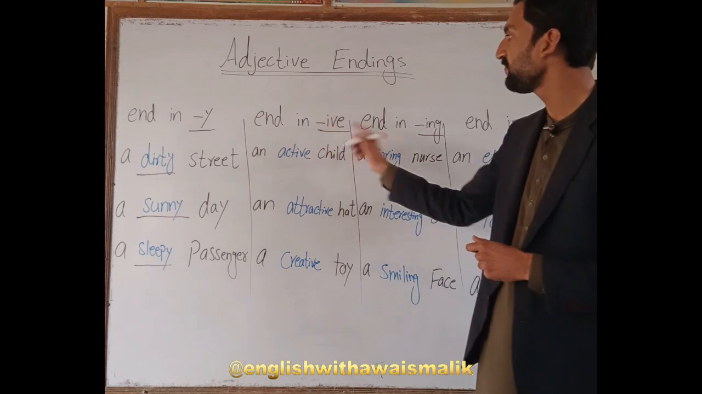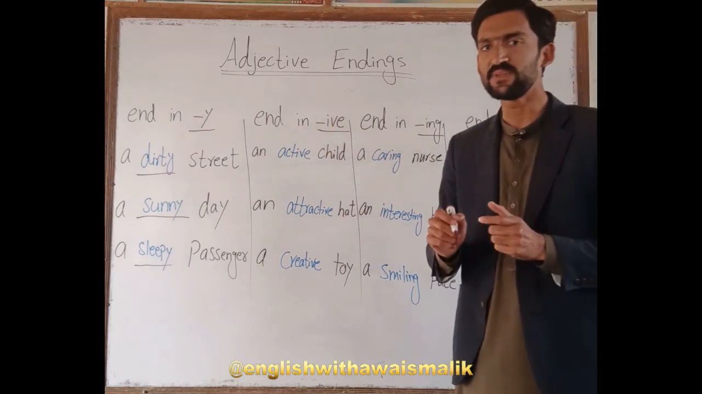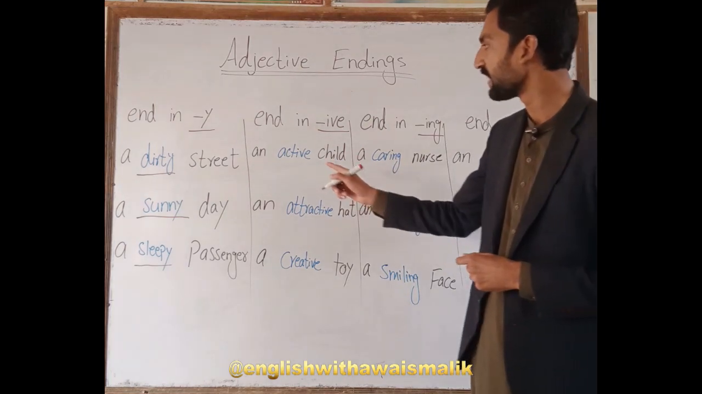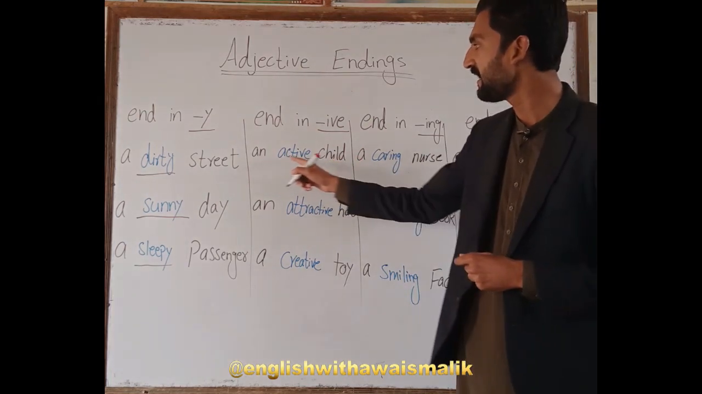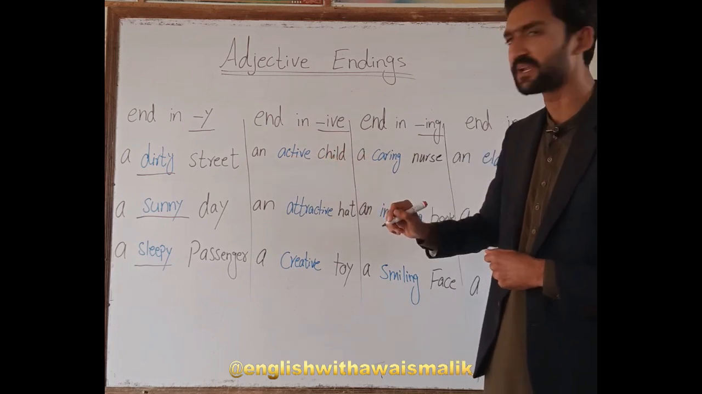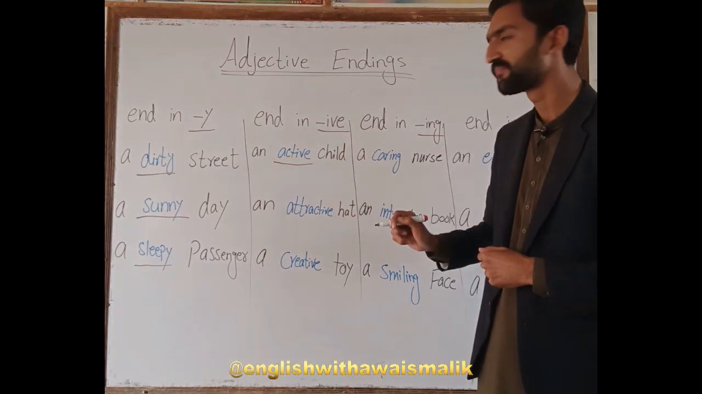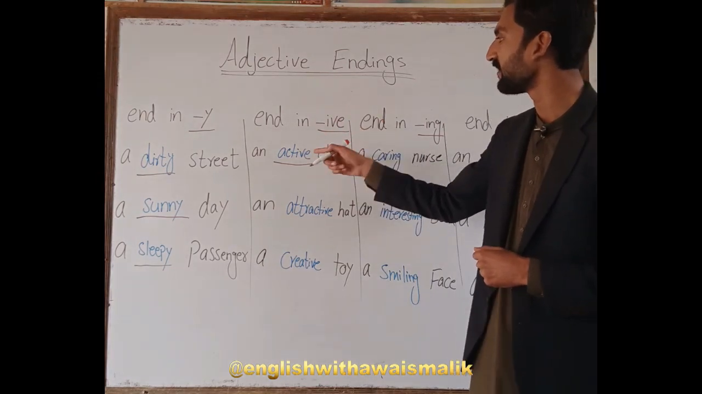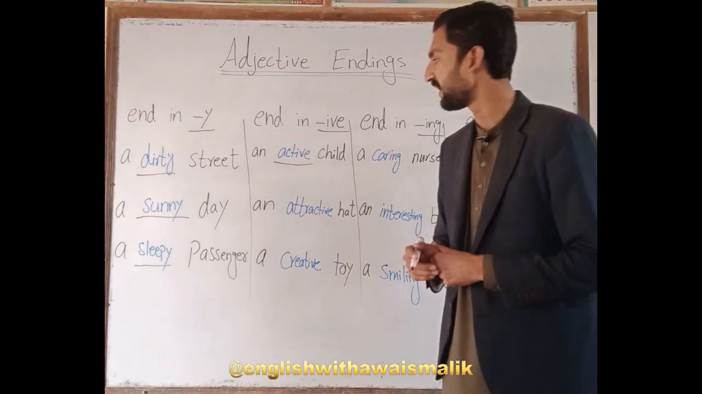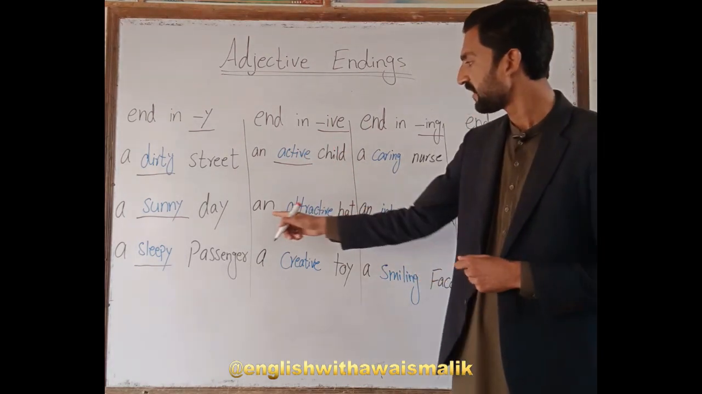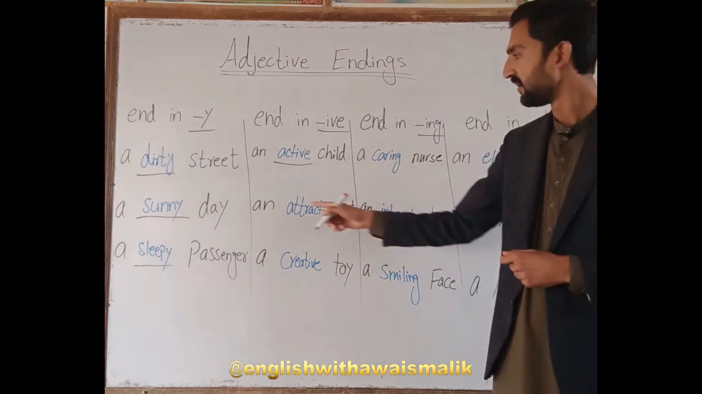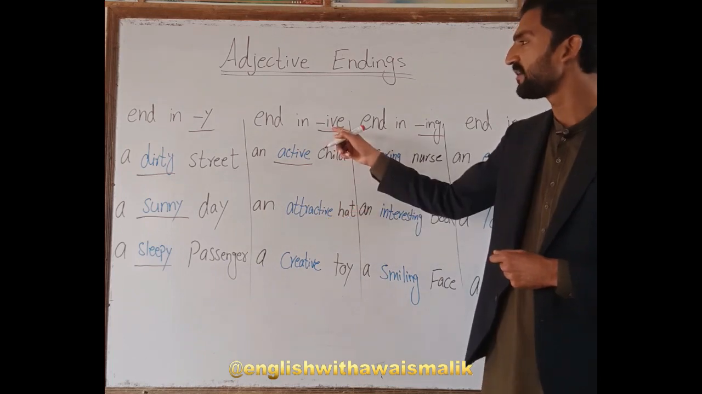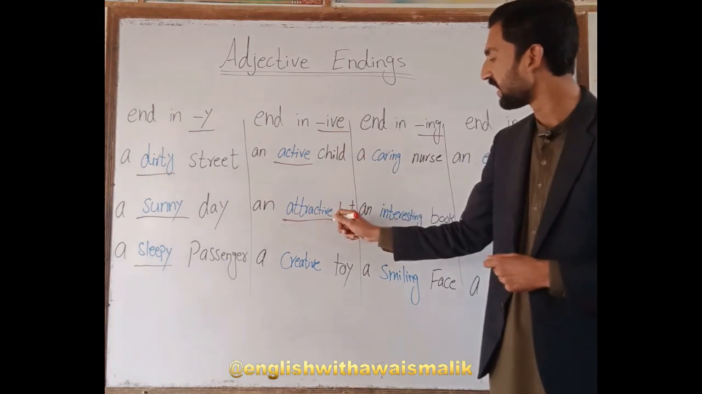Further we have IVE. Mostly adjectives end with these 3 letters. We can say in the example like an active child, the word active ends with these letters, so it is also an adjective. Further we have an attractive hat. The word attractive also ends with these letters. So this is an adjective.